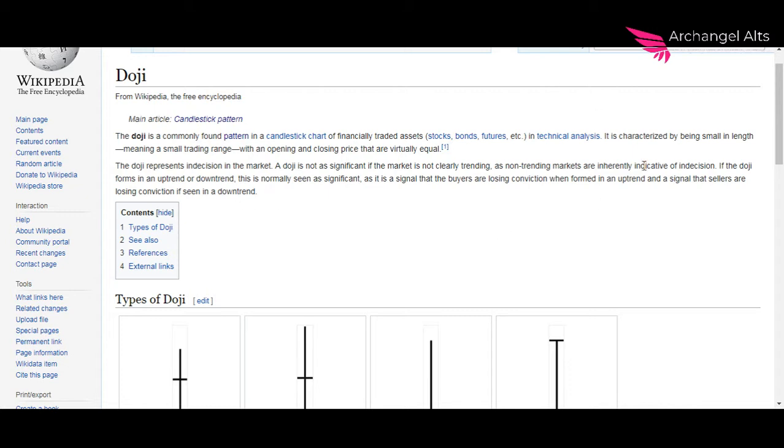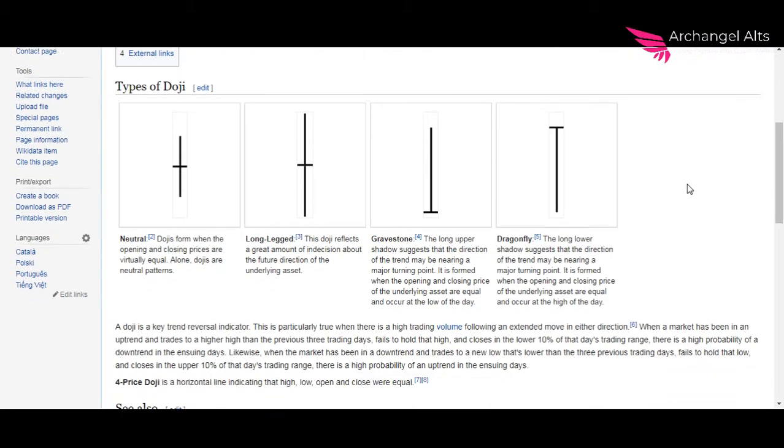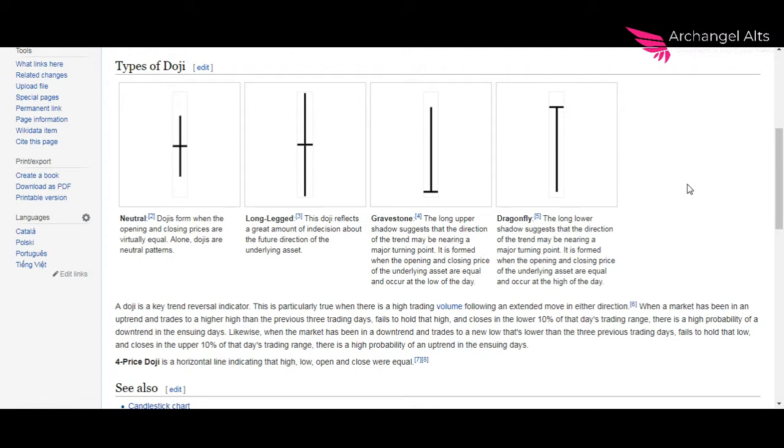Okay, absolutely true. You may be thinking, what does that mean? If you're confused at all, don't worry about it. You have these resources to read. It'll sink in, but the experience is what's going to get you there. Neutral Dojis form when the opening and closing prices are virtually equal. Alone, Dojis are neutral patterns. Okay, so what they're saying is that this would be neutral if it was just itself on its own.